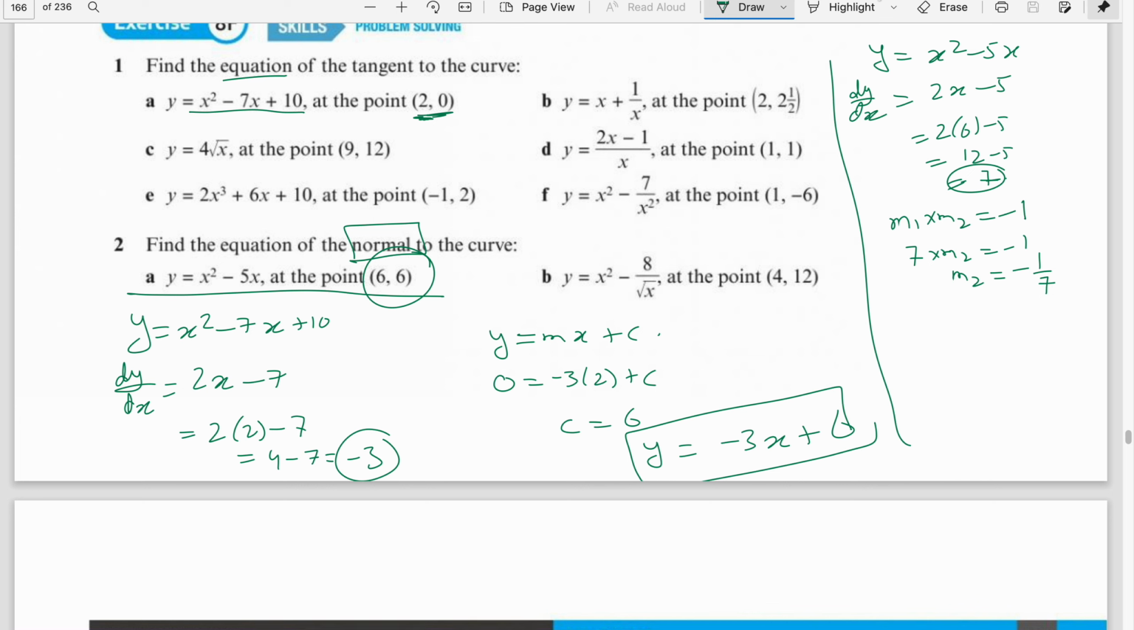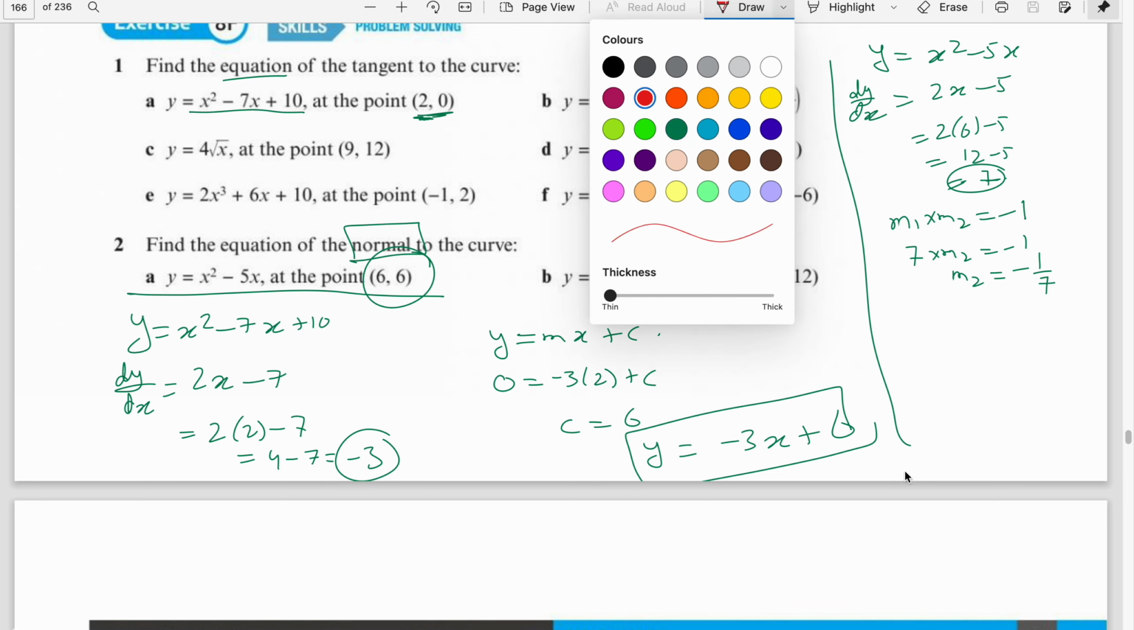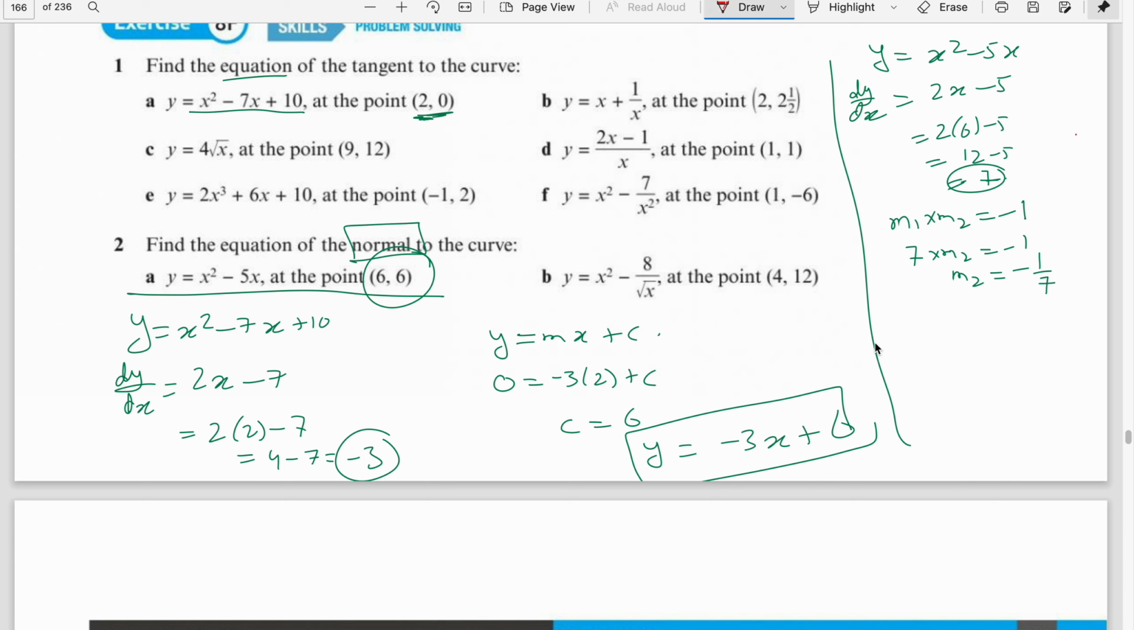All other steps are the same. We have the gradient, we have the point. First we did it with y equals mx plus c. Now let's try y minus y naught is equal to m into x minus x naught. So y minus 6, the gradient is -1 by 7, x minus 6, point (6, 6), and we just simplify and we get the equation.